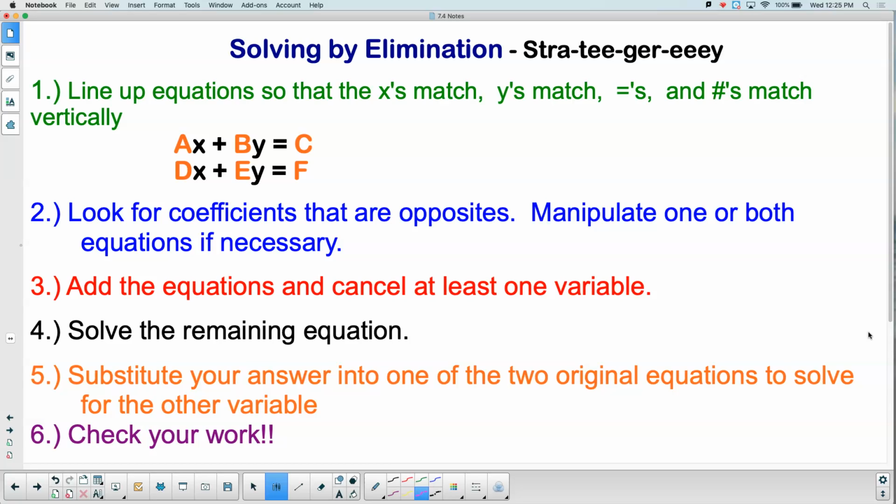What's the most important step of them all? Checking your work. Because then you know if you're right or not. You don't have to rely on an answer key online. Or you don't have to rely on asking, why is this one wrong? Or why is this one not right? Well, because it's wrong, because you didn't check it.